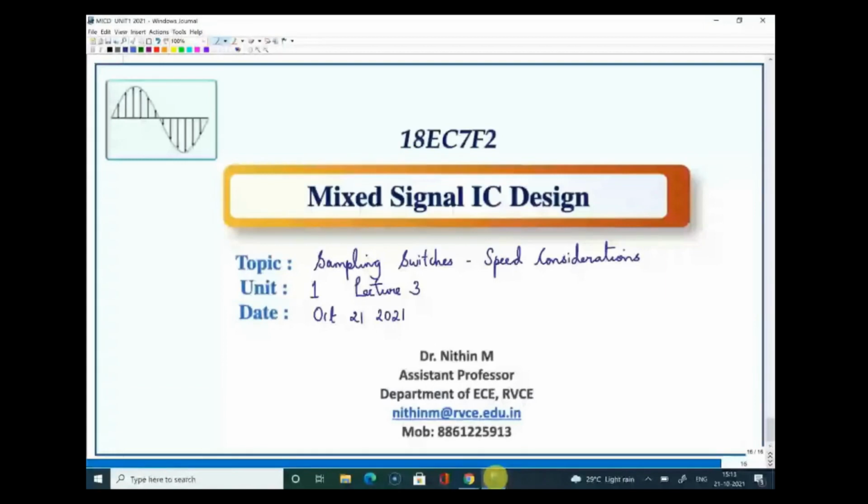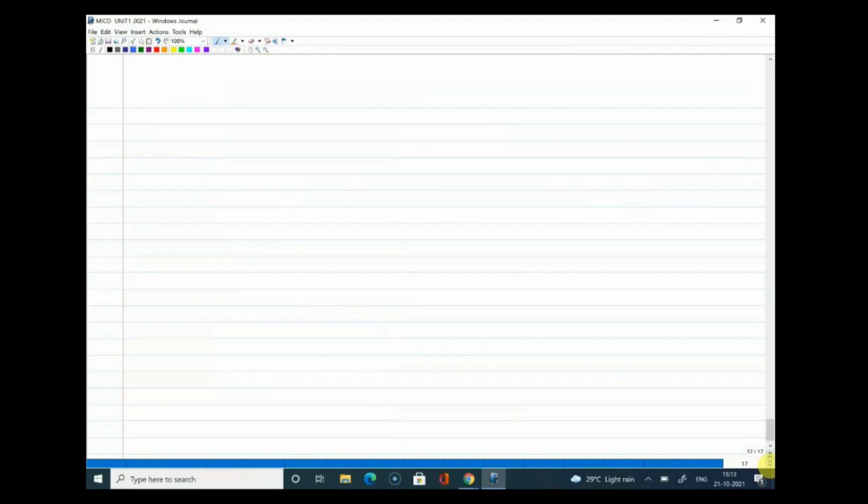All right. So welcome to the third lecture of mixed signal IC design. In today's class, we will look at sampling switches in a little more detail, where we will look at the speed considerations of a sample and hold circuit. To start with, we'll name it as speed considerations.